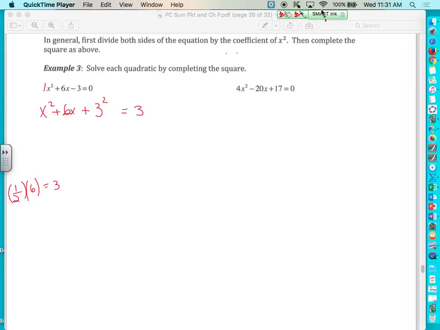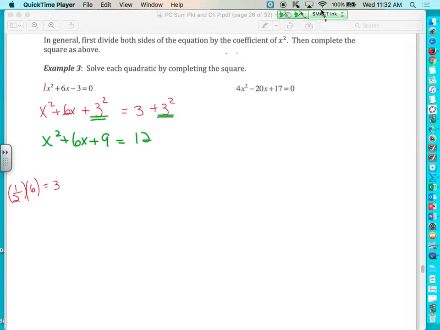Now if I add 3 squared to the left-hand side, I have to do the same thing to the right-hand side in order to keep this in balance. So this is like the magic number that's going to make all this happen for us. Now what that is then, and you could rewrite it this way if you like, 3 plus 3 squared is 9, and 3 is going to give me 12.